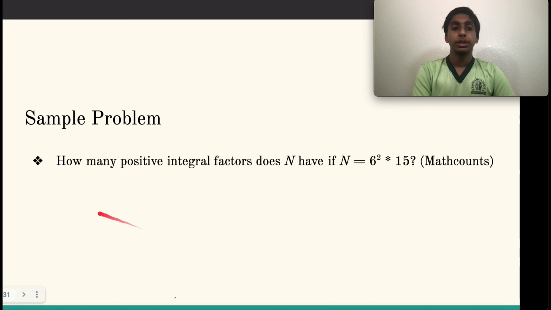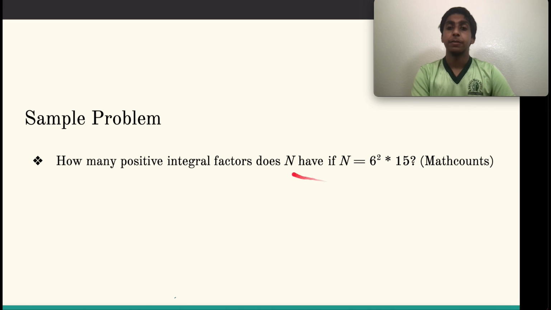Okay, so here's a simple problem. How many positive integral factors does n have if n is equal to 6 squared times 15? Here's your hint: this is not a prime factorization, so make it into a prime factorization first before you try to find how many positive factors exist for n. So go ahead, pause the video, and try to solve that.